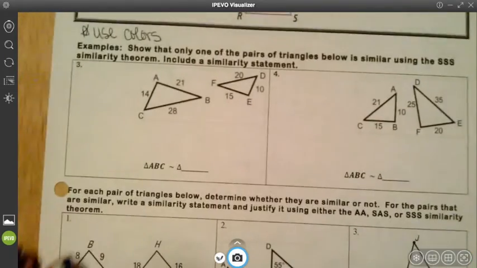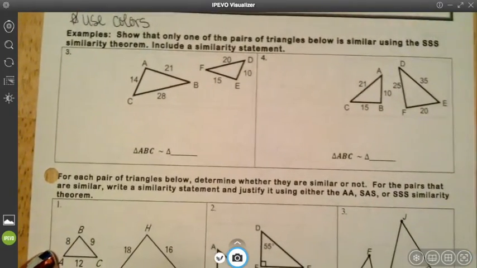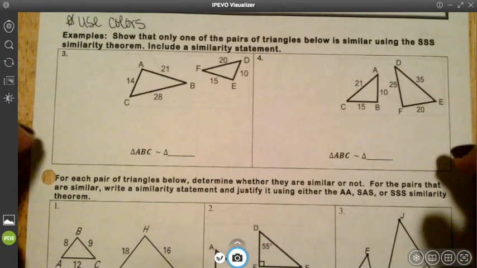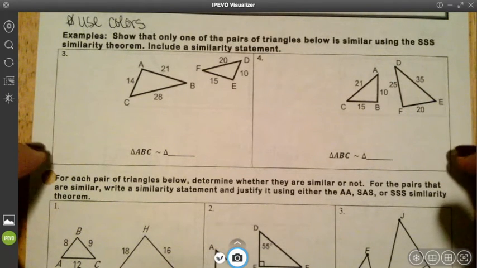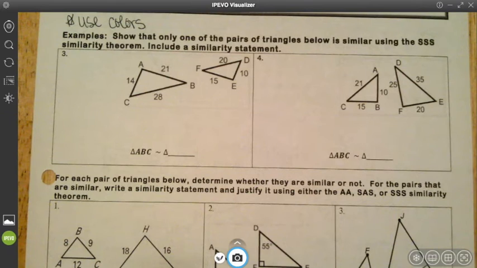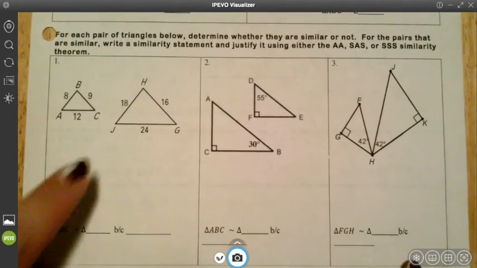So let's look at our examples. We want to show that only one of these is similar by using SSS. Now, I'm not going to put in the place for you to put it in Edpuzzle yet, because I'm going to have you do this on your own. Instead, I'm going to show you an example, and then I'll put in where you can put your answer on Edpuzzle. So let's look at example 1.